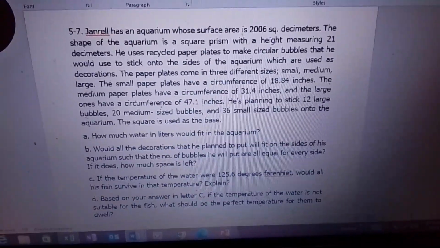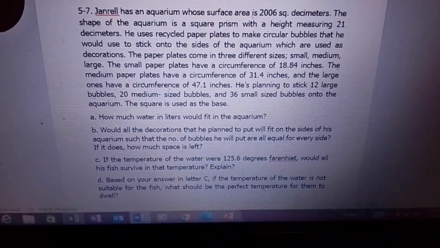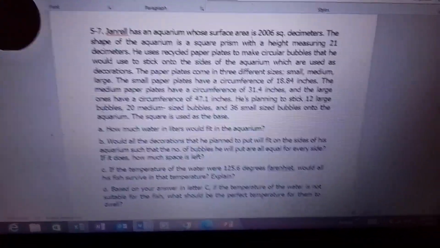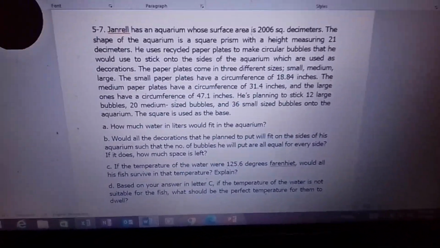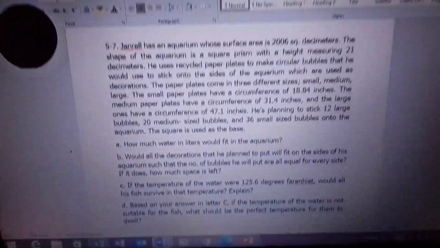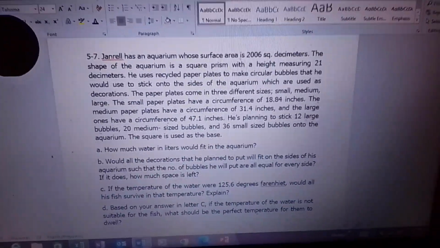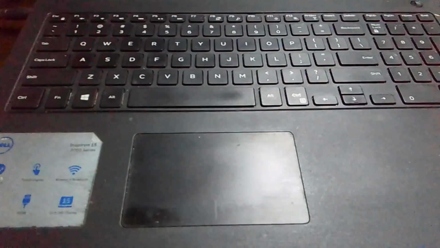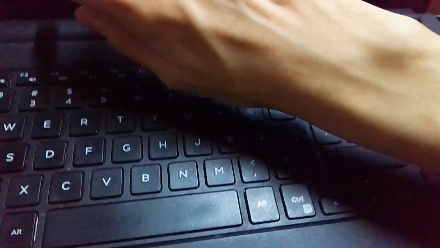And the aquarium has 6 sides. In the square prism, we have the top, the bottom, the front, the back, and the sides. But it says here that the square is used as the base. So if the square is the base, everything else will be rectangles, and the top will also be a square. So we do not include the squares when we put the bubbles, neither the bottom nor the top. This is the solution that we did.